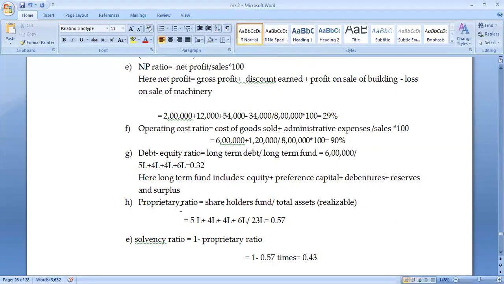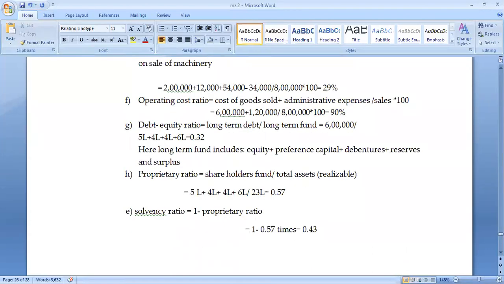Okay. So now is the proprietary ratio. The proprietary ratio goes with the formula shareholders funds divided by total assets. So assets which are realizable, which is the total assets. It is very easy. The total will be taken into consideration. So that is 23 lakhs.